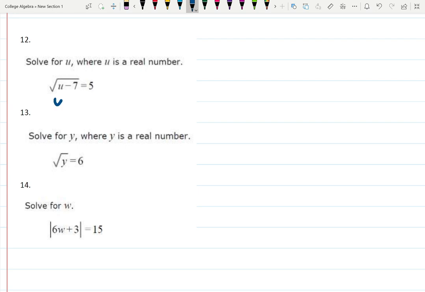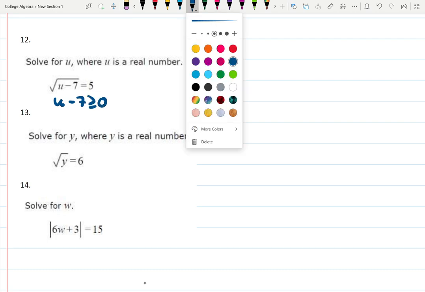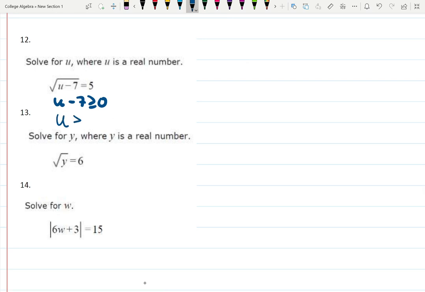First, I need to point out that u minus 7 should be greater or equal to 0 all the time. That will be the domain of this function. That means u should be greater or equal to 7. That is important in case you get several roots as the answer. Then you choose only those roots that are in the domain. Even though I was not asked about that, you should always check at the end if your root makes sense for this particular problem.